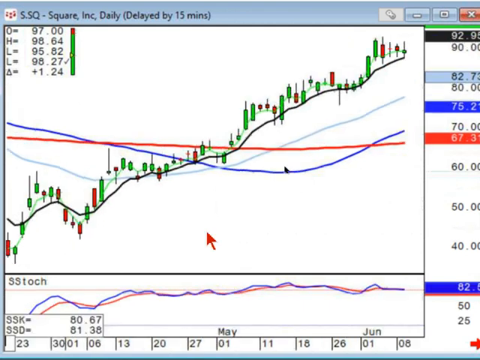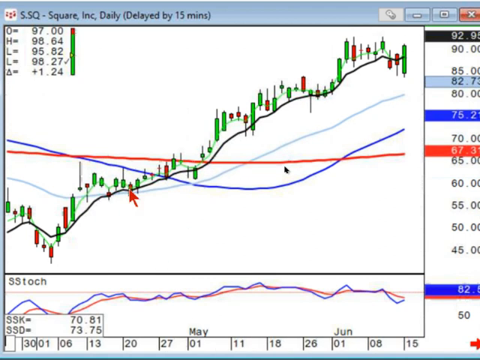There's your kicker signal. What do you expect from a kicker signal? A very strong price move.